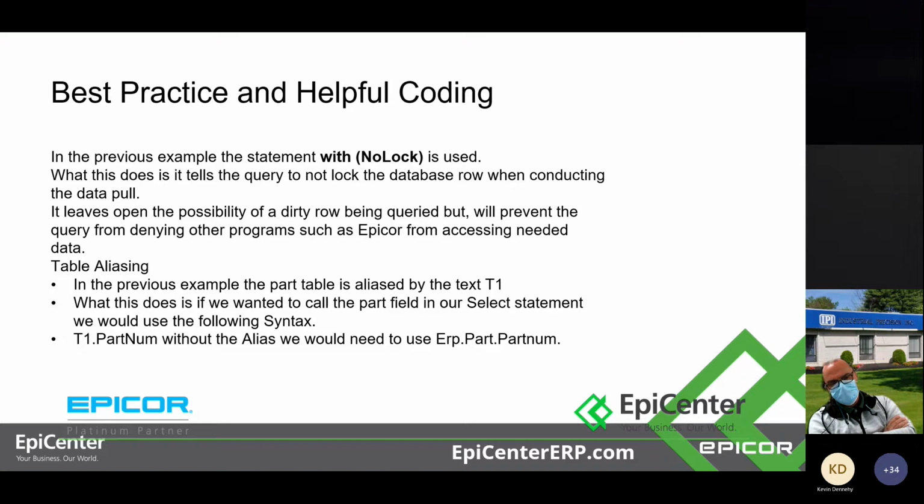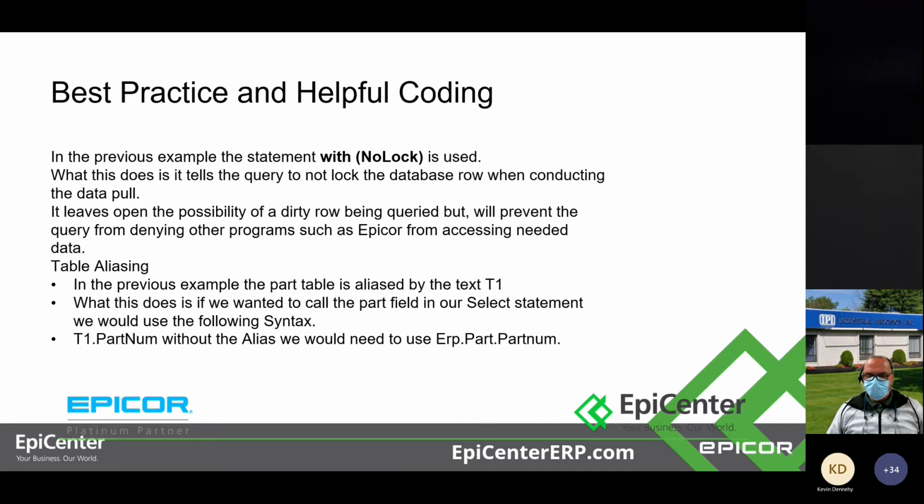Table aliasing is also a very helpful item. In the previous examples, we used T1 and T2 to indicate the part and the part plant table. If we didn't do that, we would run into these different scenarios. With the aliasing, if we wanted to query the part number field from the part master, we'd have to write T1.part number. If we didn't do that, we'd have to write ERP.part number to query the field. I don't know about you, but writing a short alias is a lot better than writing all of that.